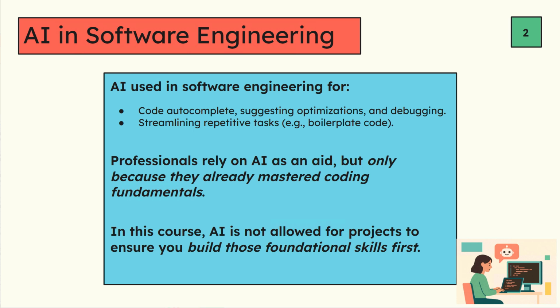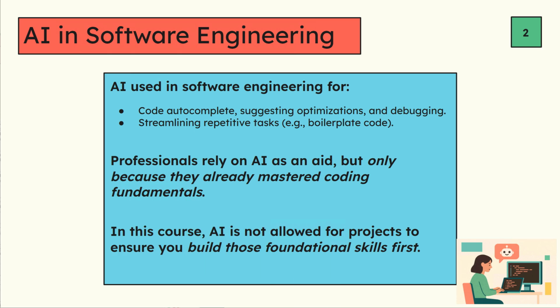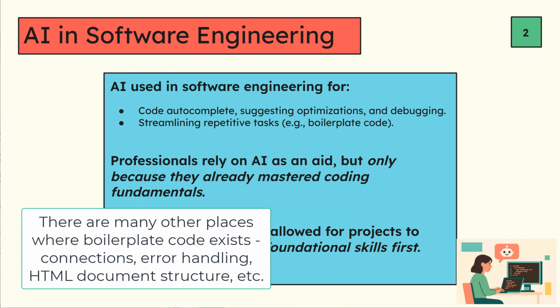Now, before we start, I'm going to acknowledge that AI has a role in software engineering. For example, software engineers in industry will use AI to autocomplete when they're writing code. They'll also use it to suggest optimizations and refactorings. They may use it for debugging. And most often, they're using it to streamline repetitive tasks. A lot of languages require a lot of boilerplate code before you can actually do anything, and AI is a nice, cheap replacement for a junior level software engineer to do those things.